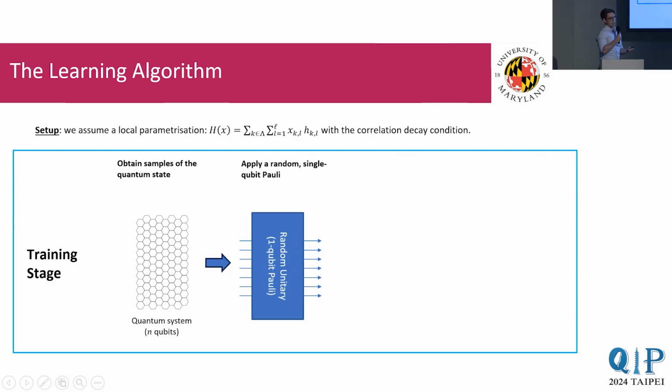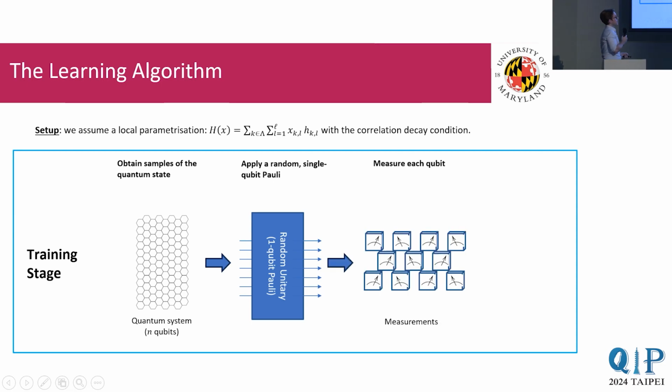And on each qubit, you're going to implement a randomized Pauli, and then you're just going to measure each qubit and record the outcome, as well as the parameter that it came from in the parameter space. So this is basically a single-qubit, single-measurement classical shadow routine. Okay, so now we've done the training stage.